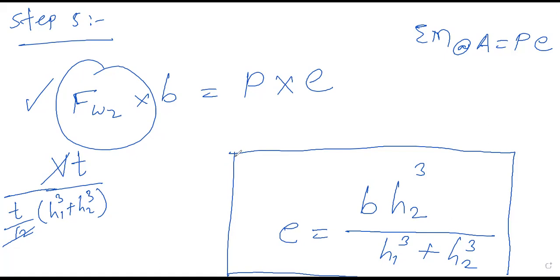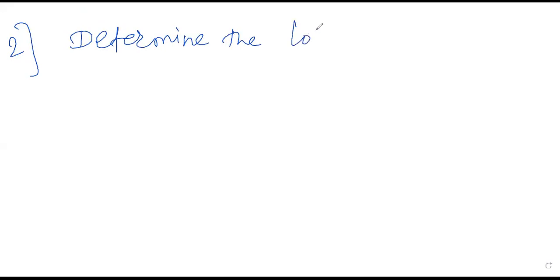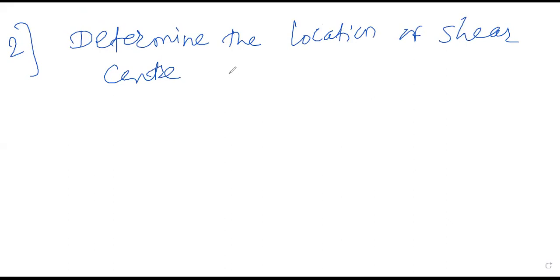Now we will take the next numerical, the second numerical, and determine the location of shear center E for the given figure. So a channel section is given.